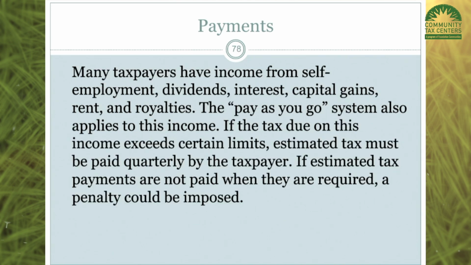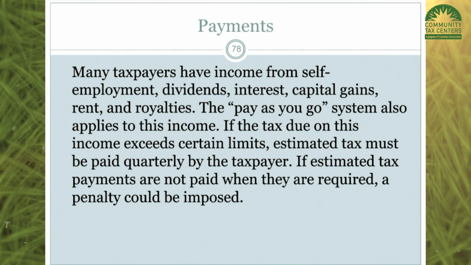So many taxpayers have income from self-employment, dividends, interest, capital gains, rents, and royalties. The pay-as-you-go system also applies to this income. If the tax due on this income exceeds certain limits, estimated tax must be paid quarterly by the taxpayer. If the estimated tax payments are not paid when they are required, a penalty could be imposed. So the IRS wants them to pay at least a quarterly tax.